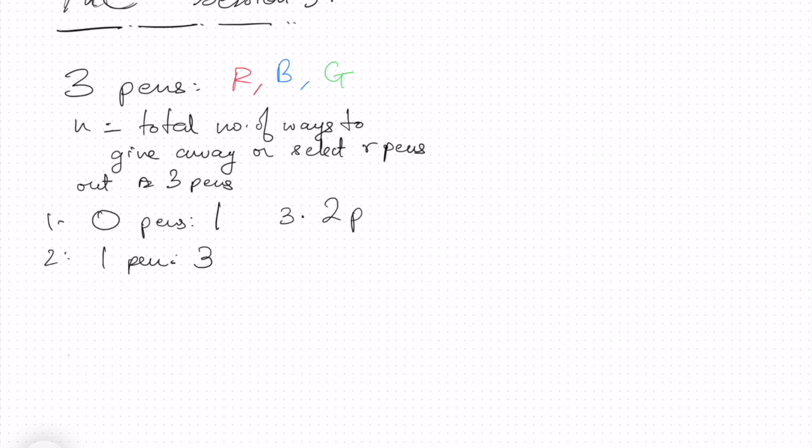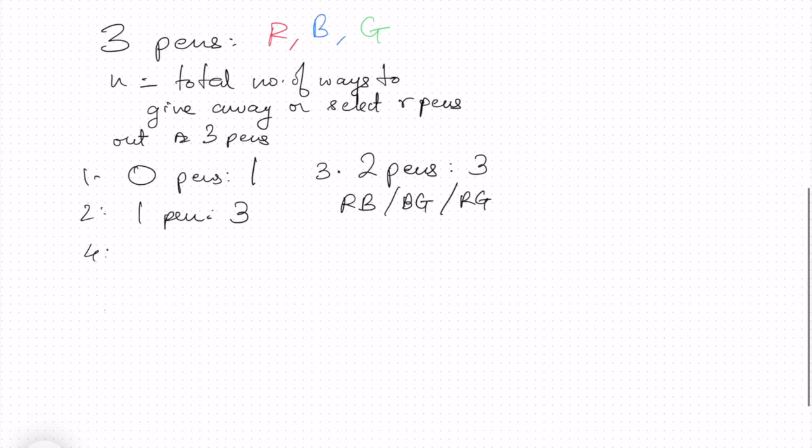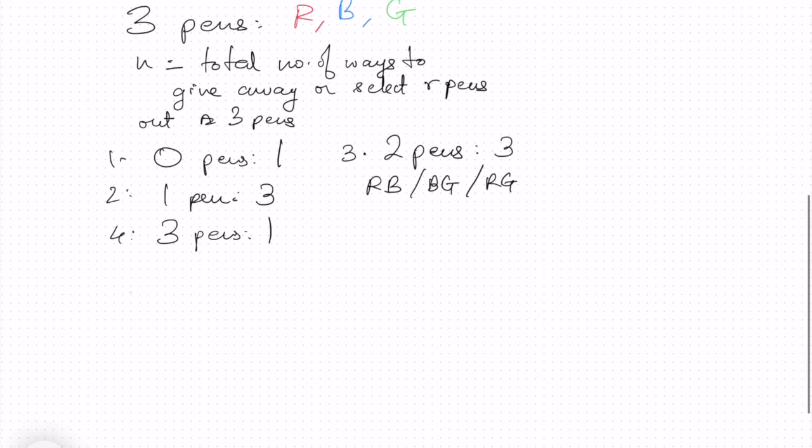or 2 pens. 2 pens can be given away in the following ways. You can count for yourself: RB or BG or RG. So 3 ways again. Or 3 pens can be given away in 1 way. I just give away or select all of them. So n will be the addition of all of these number of ways, right? Because I cannot simultaneously give away 0 and 1 and 2 and 3 pens. I have to either give away 0 or 1 or 2 or 3. So n is 1 plus 3 plus 3 plus 1, 8.